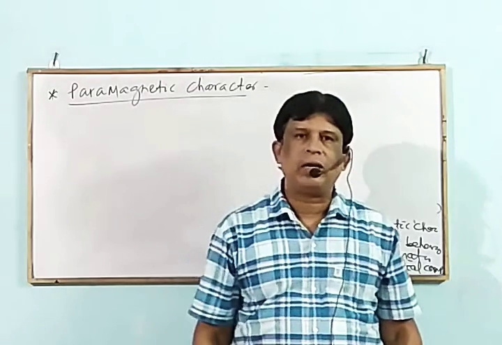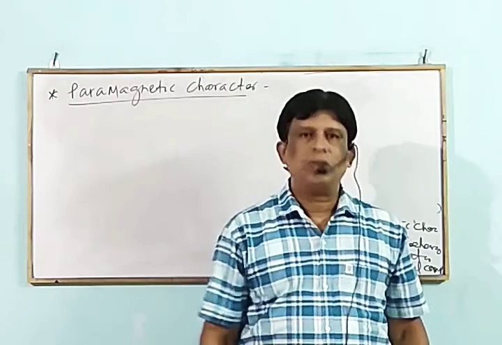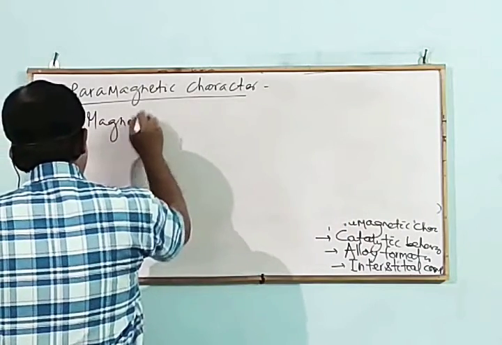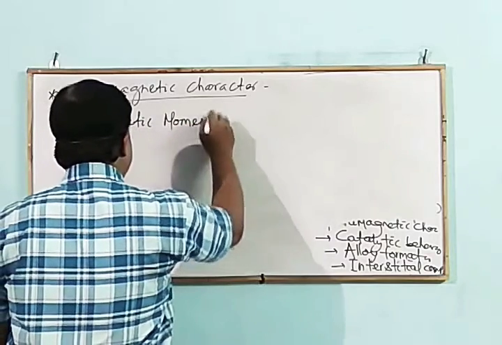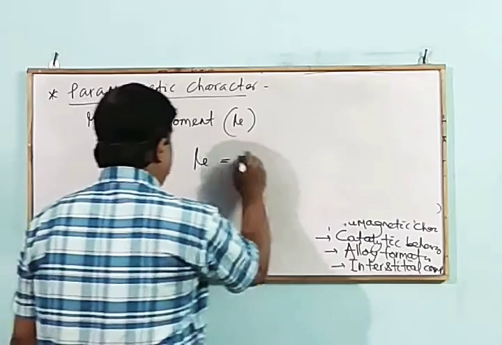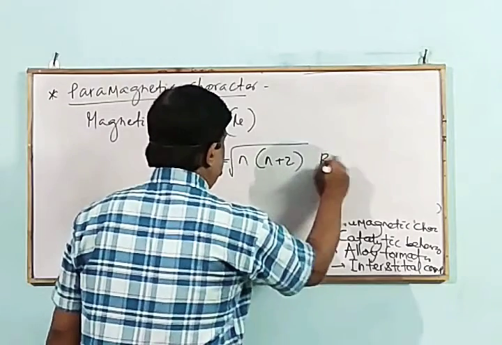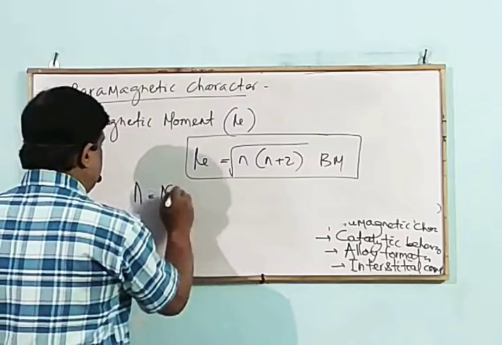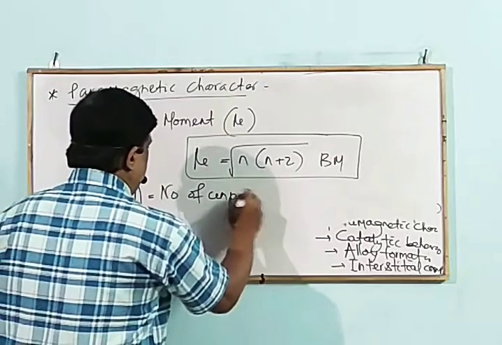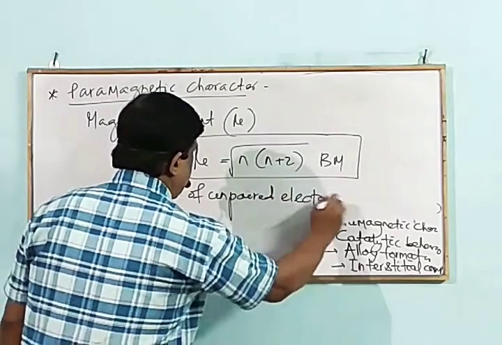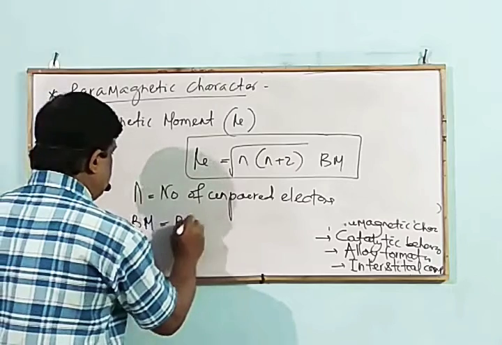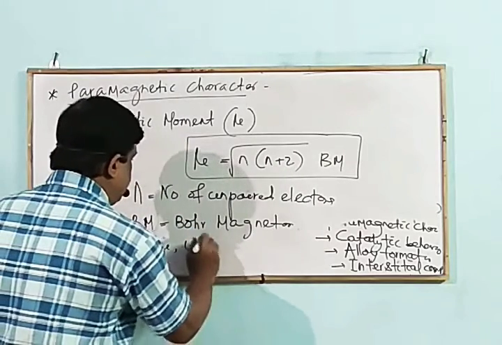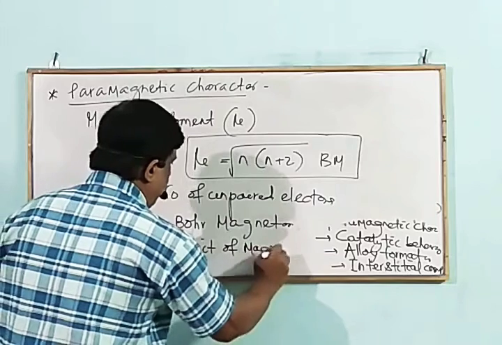And this paramagnetic character is calculated by a parameter known as magnetic moment, mu. That is, magnetic moment symbolizes mu, where mu is equal to the square root of n(n+2) BM, where n is the number of unpaired electrons and BM is known as Bohr magneton, that is the unit of magnetic moment.